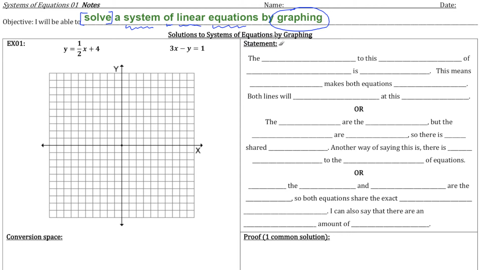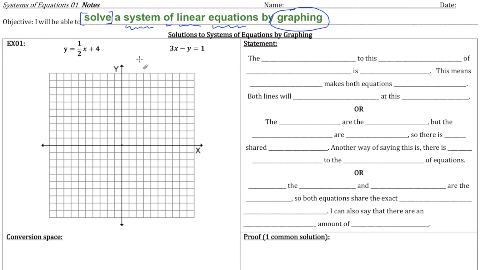So basically, we have these two equations right here, right? We know how to find some x, y solutions that make this one true. We know how to find some x, y solutions that make this one true. We will try to figure out the x, y solution that makes both of these true. That is called the solution to a system of equations. This is a system because it's just more than one equation that we're working with.